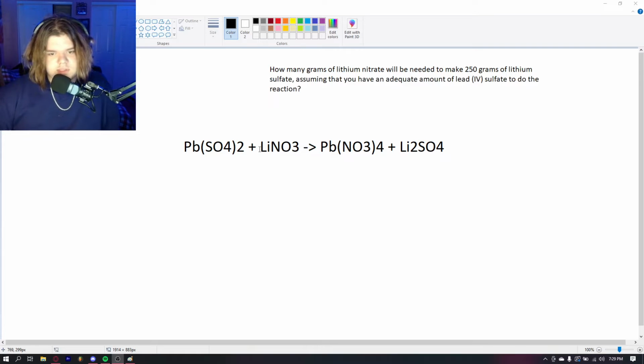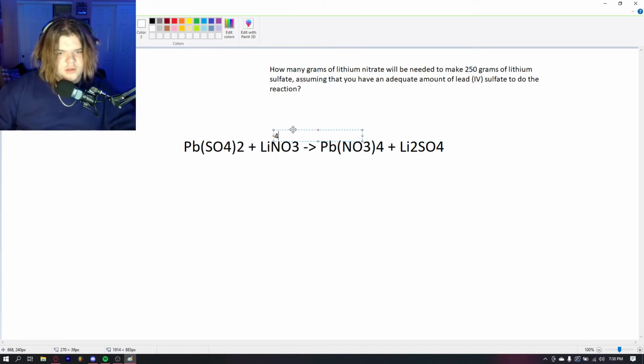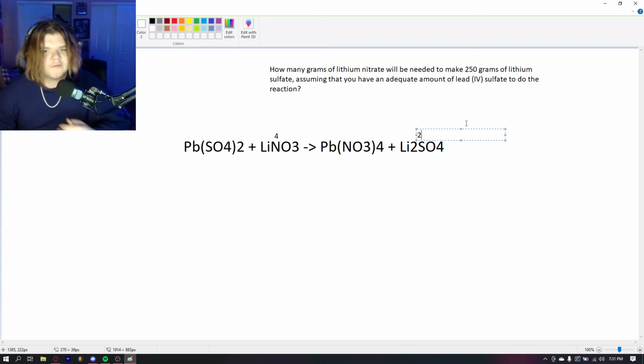All I really know is that if you have 3 oxygen right here, you have to make sure you have 3 oxygen on this side. But if you have more than 3 oxygen, you have to increase the amount of moles of this. There's 4 lithium nitrate because you have 4 times 3 oxygen. It makes sense. Then you have 2 of this formula. So we need to figure out how many grams of lithium nitrate will be needed to make 250 grams of lithium sulfate. That's what that formula is.